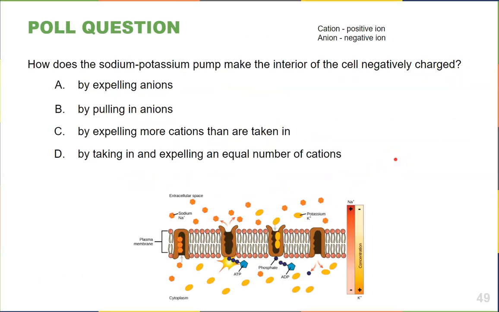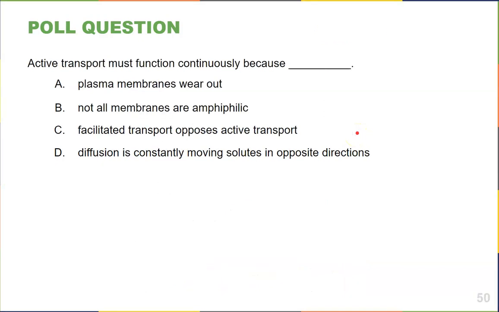So poll question, how does the sodium-potassium pump make the interior of the cell negatively charged, even though both ions are positive? So because we're only moving 2 potassium versus the 3 sodium, that creates a difference in charges across the membrane. So that's going to be C, because we're expelling more cations than we're taking in. So good job if you got that one right. Here's another poll question. Active transport must function continuously because why?